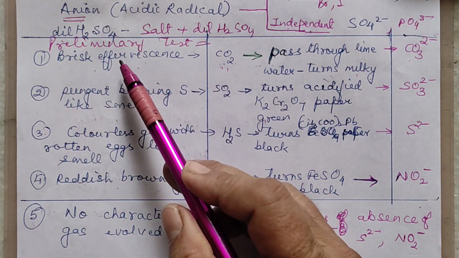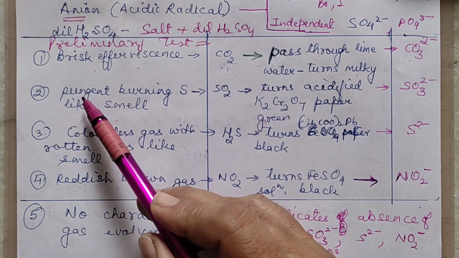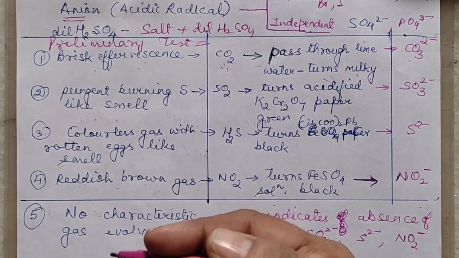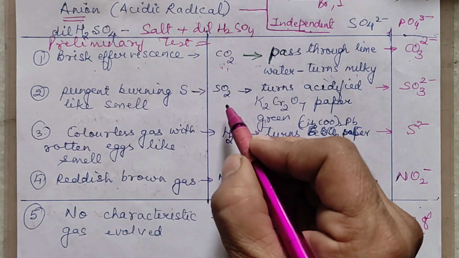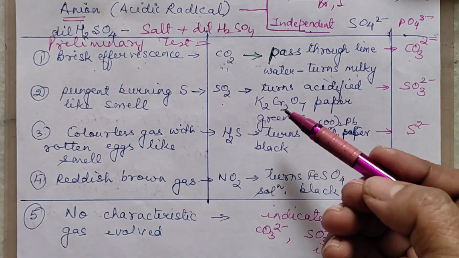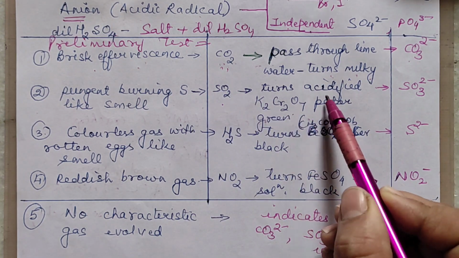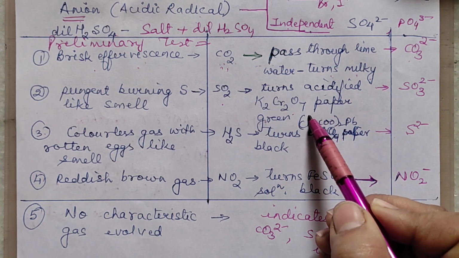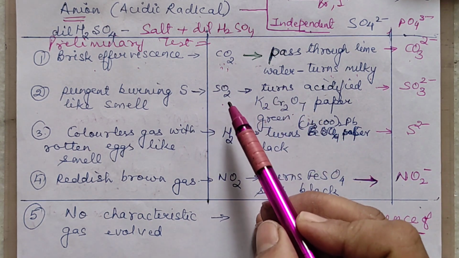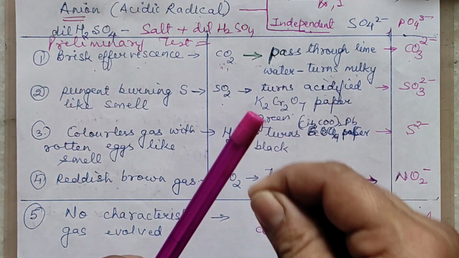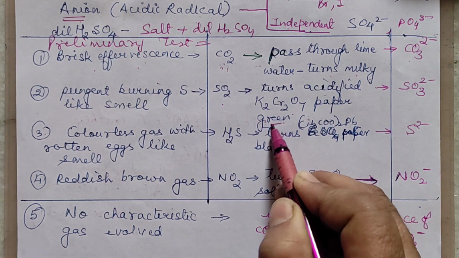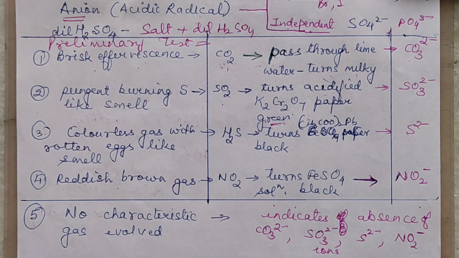If you do not get this, you may get a pungent burning sulfur-like smell, as if sulfur is burning. The gas evolved is SO2. How do you check the gas is SO2? On the mouth of the test tube, you keep a filter paper dipped in acidified potassium dichromate. The paper will turn green. If it turns green, it is sulfite ion.